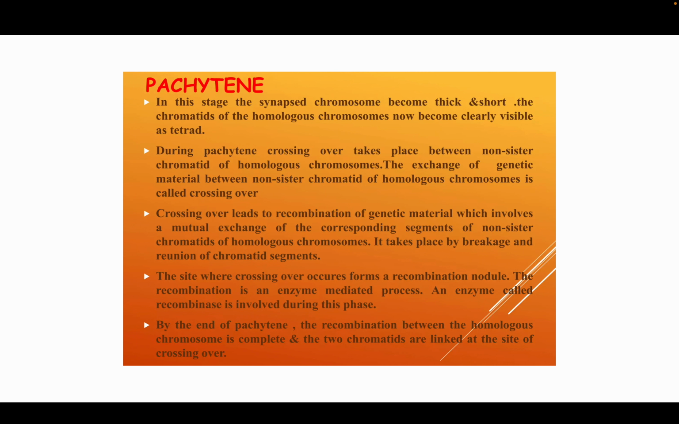The site where crossing over occurs forms a recombination nodule. So this recombination is an enzyme-mediated process. An enzyme, also called recombinase, helps in this process. So by the end of pachytene, the recombination between the homologous chromosomes is now complete, and the two chromatids are linked at the site of crossing over. Okay, so this is how the process is going.